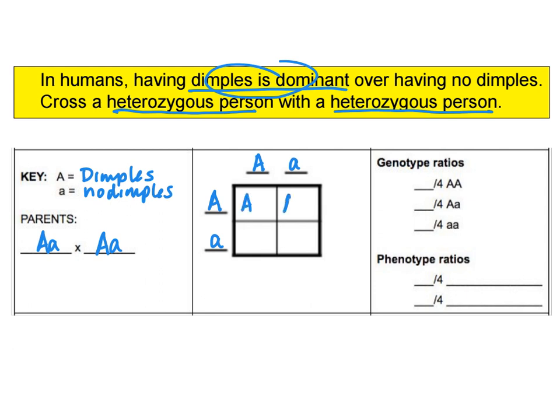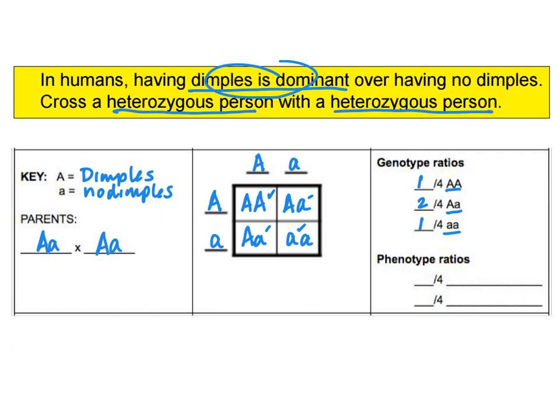So I'm going to put my genes in place. And now that I've solved my Punnett square, I am going to fill out my genotypic ratios. I'm looking for big A. Big A, I have 1 of those. I'm looking for big A, little a, my heterozygous. I have 2 of those. And my little a, I have 1 of those.